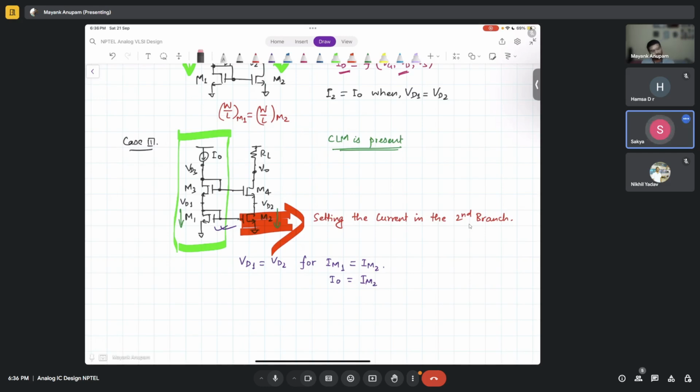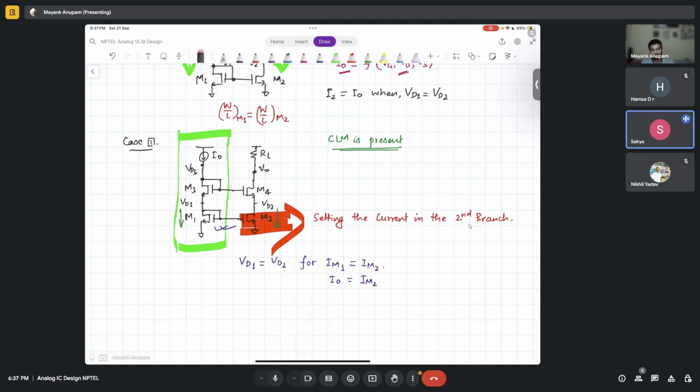That saturation current, right? So forget about everything, just M2. If I give a gate voltage, the source is already grounded, and VDS should be one threshold below the gate voltage. That is the saturation condition.